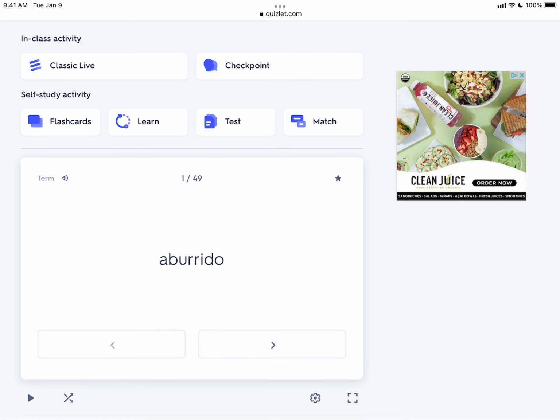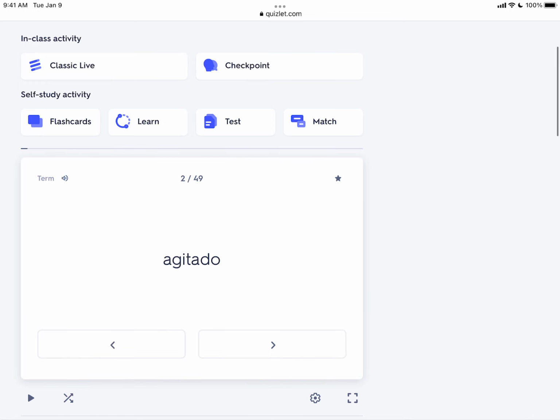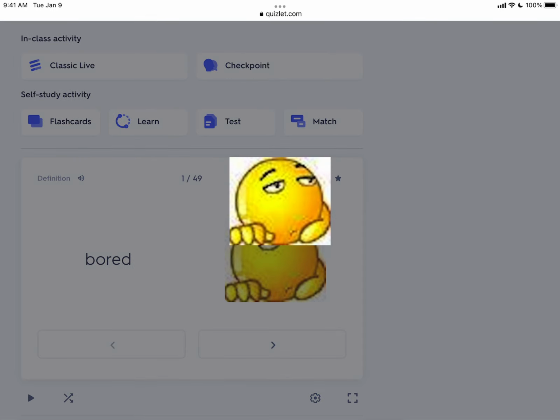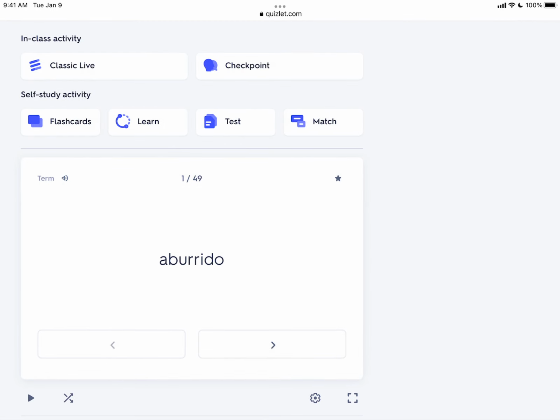This is just straight up flashcards. We just flip it. Oops. Let's go back. Aburrido, and I quiz myself. I tap on it. The other side says bored. Tap on it again. It goes back to the Spanish side. Click on the arrow to go to the next one. Agitado. Some of these have audio. So if you click on the audio button, it will say those and you won't be able to hear it in my recording. Avergonzada, and so on. And you would click on it, it would say it, you can repeat it.